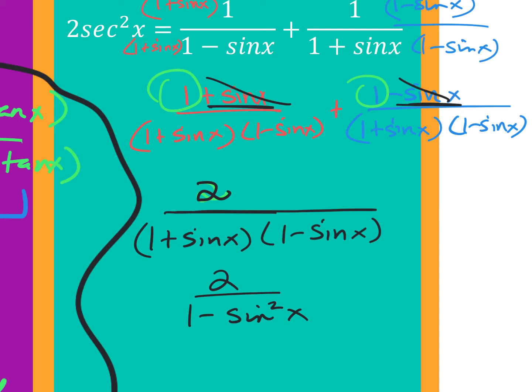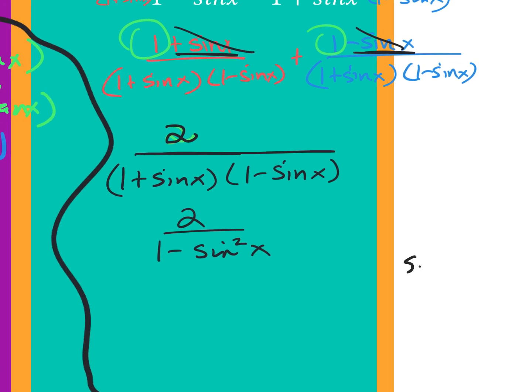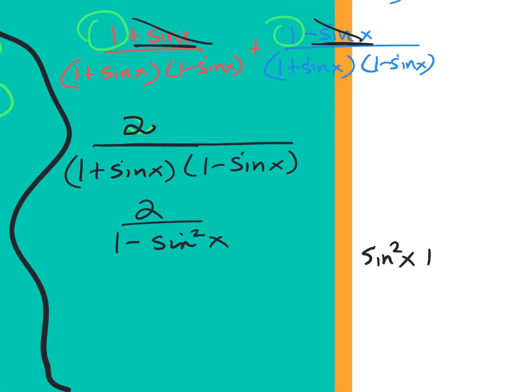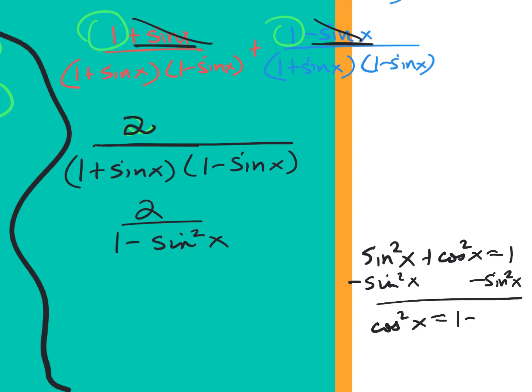Again, I'm going to use my Pythagorean identity, sine squared x plus cosine squared x equals 1. I'm going to go ahead and move sine squared x over. And now I have cosine squared x equals 1 minus sine squared x. So this is what I'm going to substitute, cosine squared x for this denominator. So now I have 2 over cosine squared x.